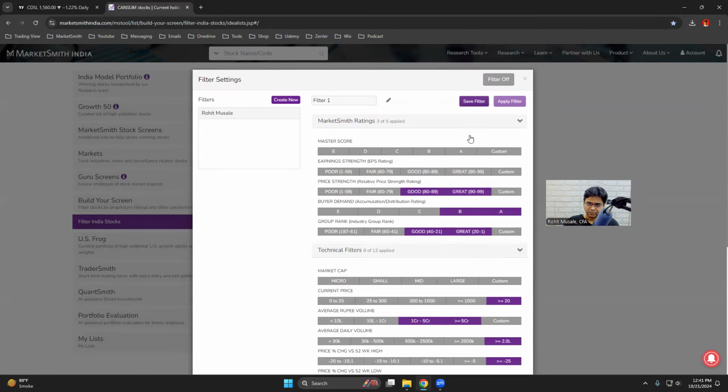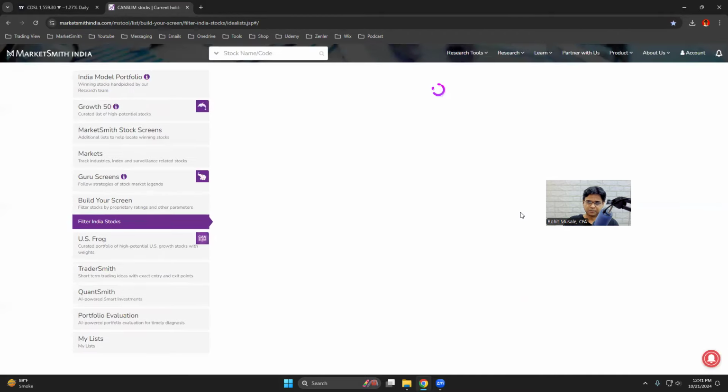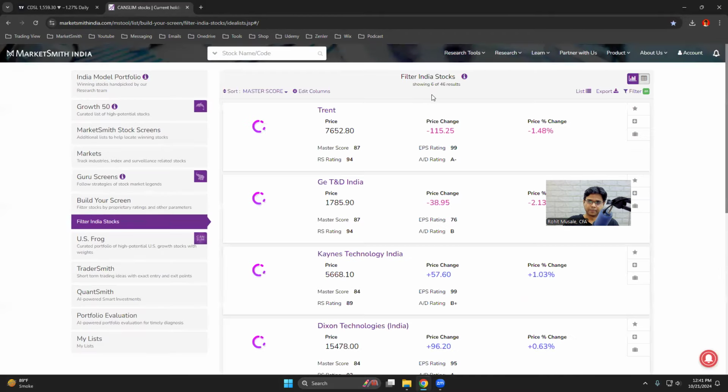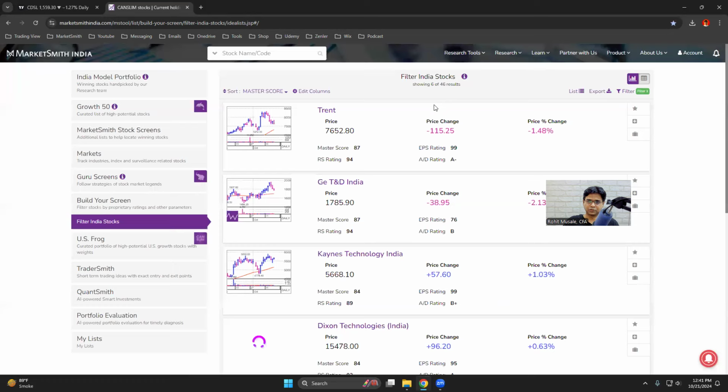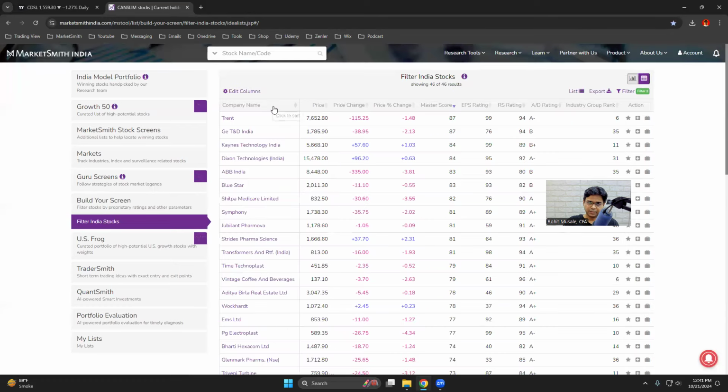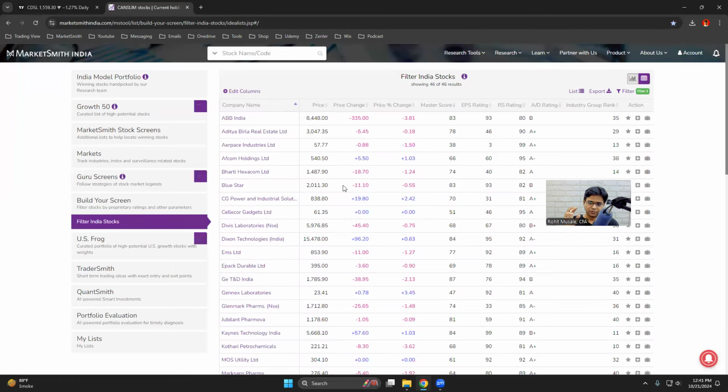Okay, so if I save this and I apply this, see, you get 46 stocks. How many stocks are there in the Indian stock market? 5,033 something. Okay, 5,033. And here you are getting 46 stocks, which means less than 1%. So this filter ensures that you are rejecting 99% of the stocks in the Indian stock market and you are only focusing on that top 1%.